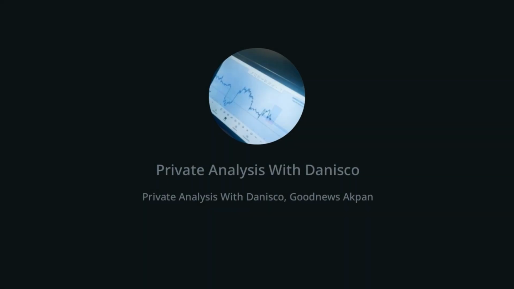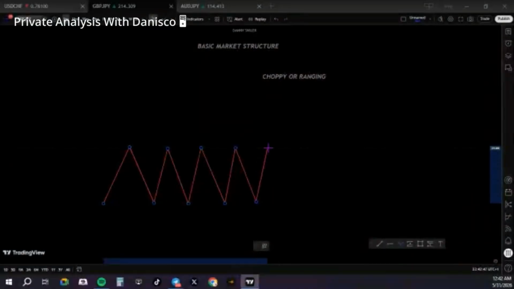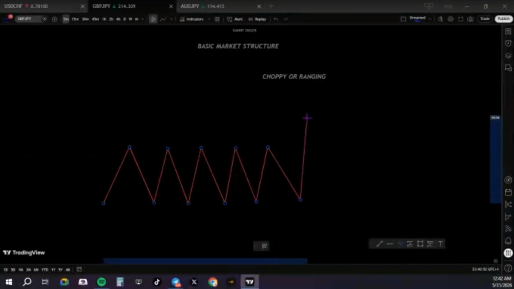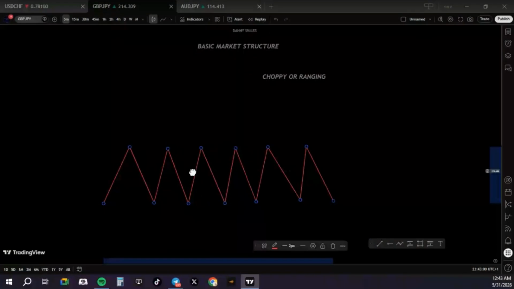It's very simple. This structure, from the word choppy or ranging, is just price going sideways. We have the high, we have the low, and we have price coming back to the same lowest point we had before, then price coming back to the same highest point we had. You keep on seeing price moving sideways. Do you understand? It doesn't break out to the upside, and there's also nothing like breaking out to the downside. So once you notice this structure, you know that this is a sideways structure. This is a choppy or ranging market.